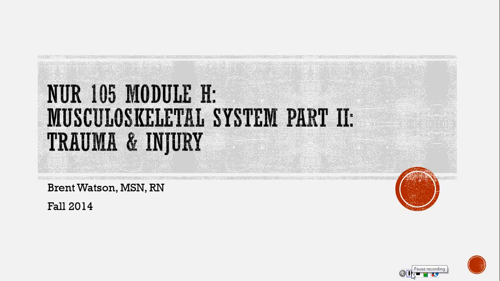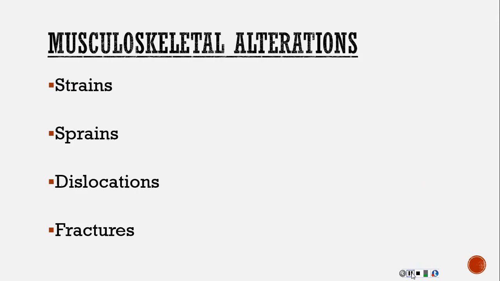Alright, so now trauma and injury. This is where we're going to start with the types of injuries to the skeletal system that you can have. That's not just skeletal, musculoskeletal, because we've got muscles and skeletal and the bones all connected, right? So first we're going to talk about strains.